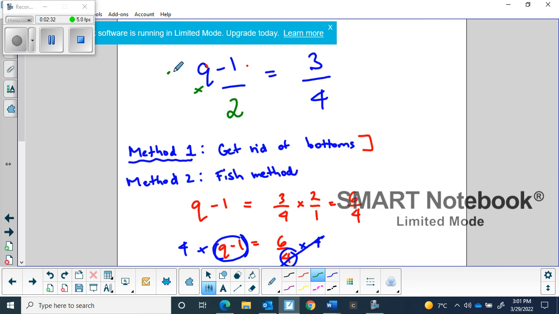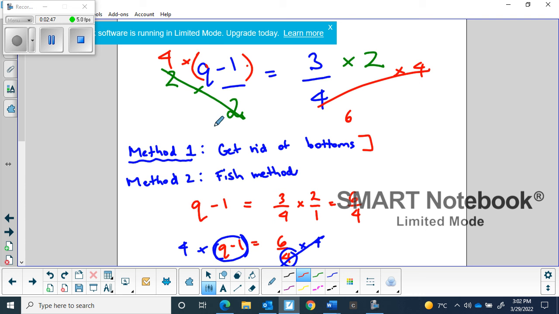Right, I can multiply this side by 2. That gets rid of the 2 here. Okay, multiply this side by 2 as well. But I'm also multiplying this side by 4 to get rid of the 4 here, and I'm multiplying this side by 4 to get rid of the 4 there. And so then really I have 3 times 2, which is 6, and 4 times q minus 1, which is 4q minus 4 equals 6. So it is a different way to do it. It's a little bit more complicated, but we can absolutely do it that way.